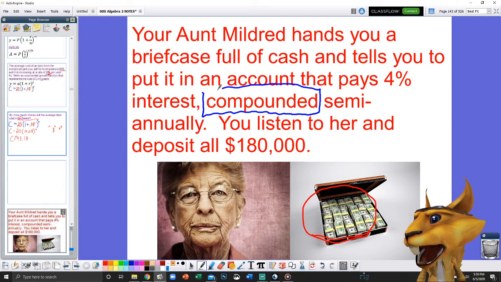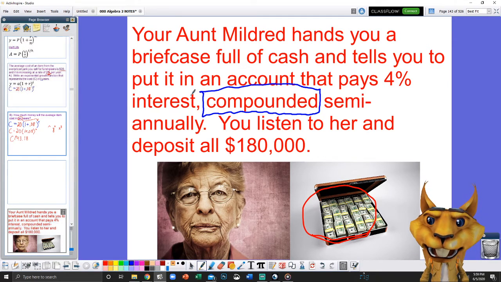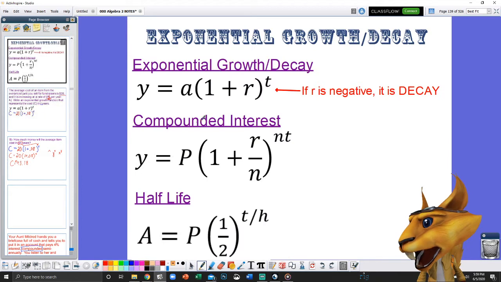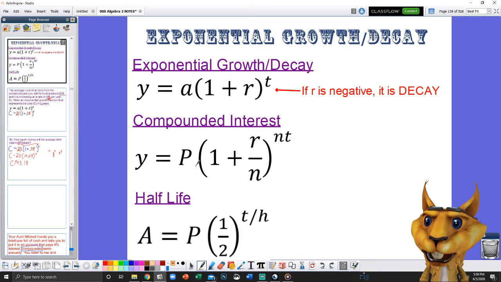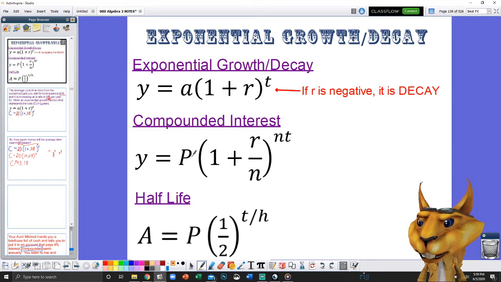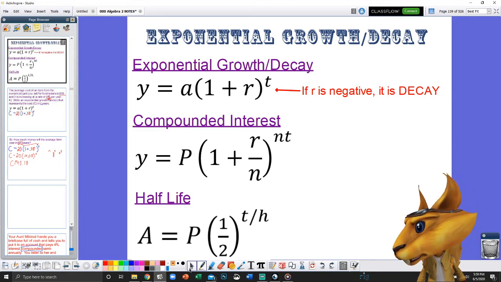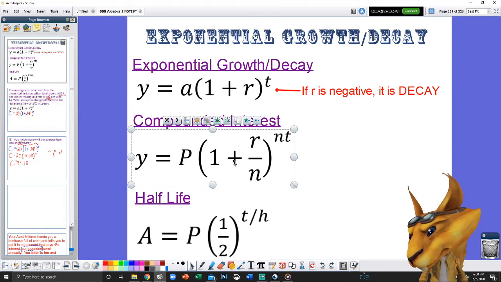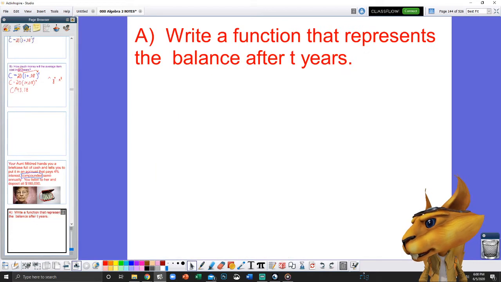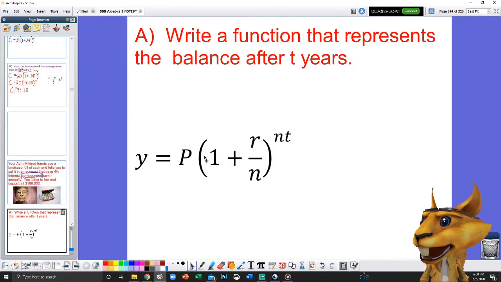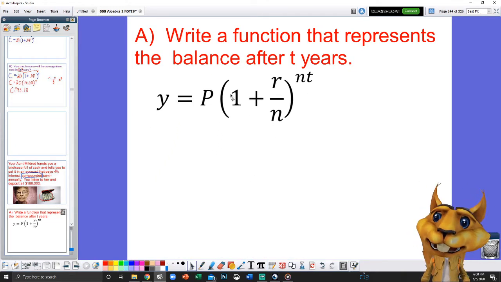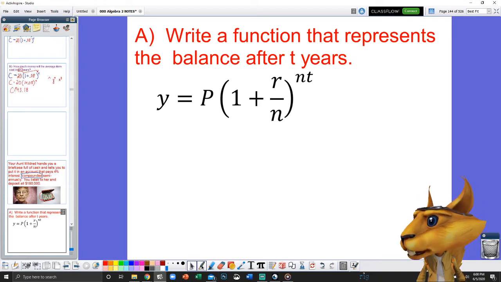All right, so this one says some magic words that you should probably look for. You see the word compounded right here. When you see compounded, that tells you that we're going to go back and we're going to use the compounded interest formula. So if it says compounded, use the compounded formula. Just makes sense, right? All right, so I'm going to copy this again like I did before, copy it, and I'm going to paste it over here on this page when it asks me to write the function. That is beautiful. All right, so it says after t years, so I know that t is going to stay the same.